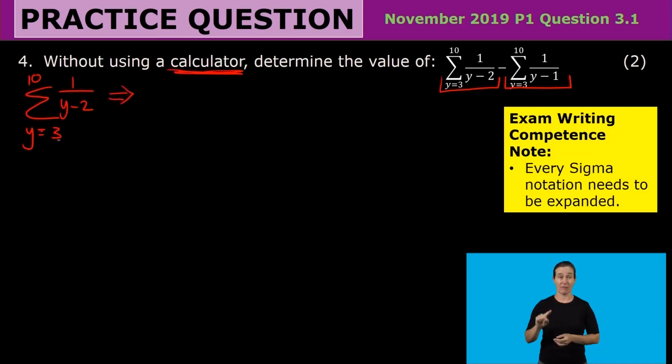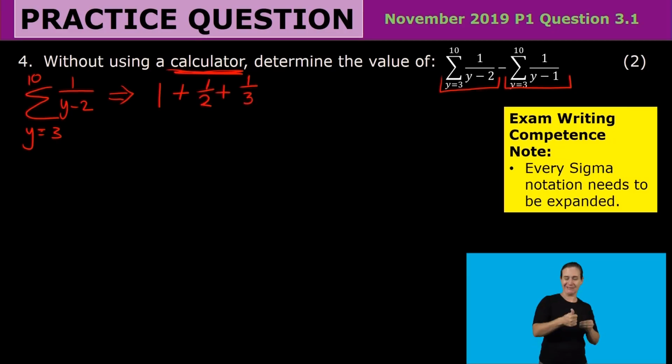So we are going to find those terms. The first one there, if we substitute 3 in the place of y, that's going to be 1 divided by 1. So that is going to give us 1. And then when we substitute 4 in the place of y, the next one is going to be 1 over 2. And moving forward, the next one is going to be 1 over 3.